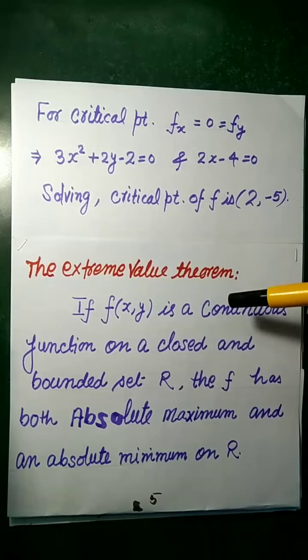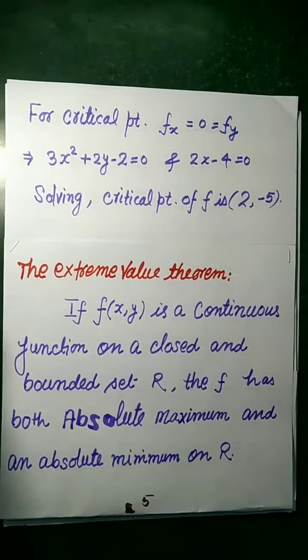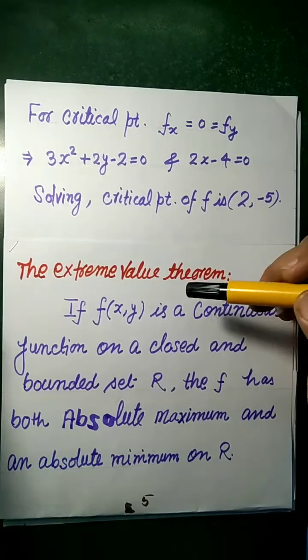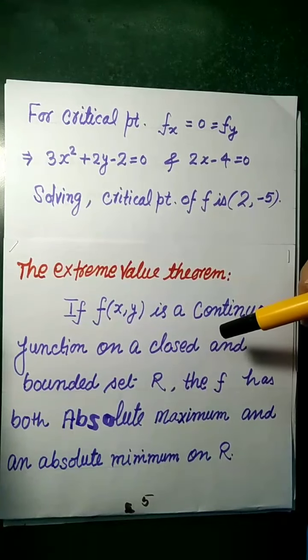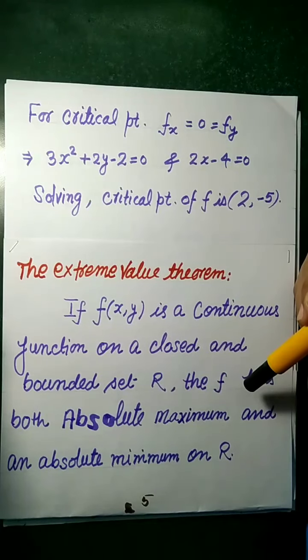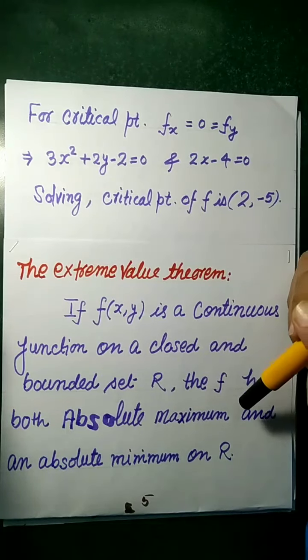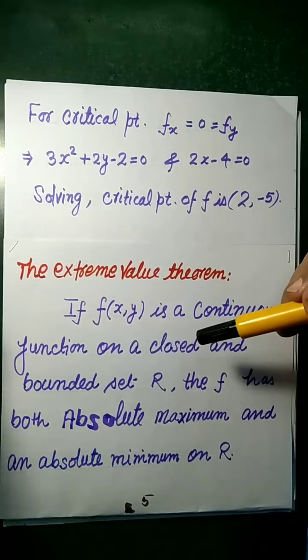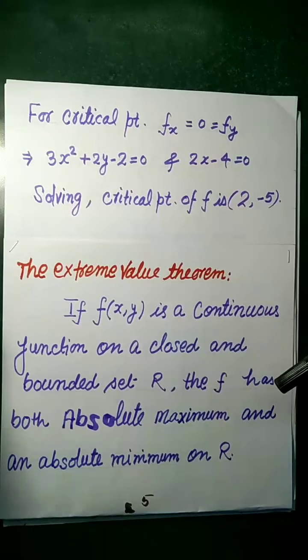Now we have the extreme value theorem. If a function of two independent variables x and y is continuous on a closed and bounded set R, then the function has an absolute maximum and an absolute minimum on R. If any condition of the extreme value theorem does not hold, then the function may or may not have an absolute maximum or absolute minimum on the region R.